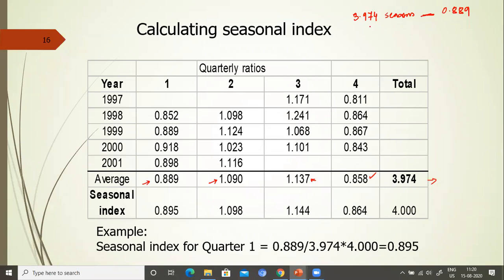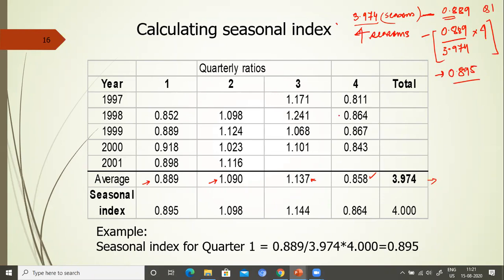But the important question is this: if you add up, you get 3.974. If there were 3.974 seasons, then the Q1 ratio is this, but you know that there are 4 seasons, right? So we will apply the unitary method here. Let me do a simple calculation. Once you do that, you adjust this index for the exact number of seasons you're dealing with, 4 seasons. Then it comes to 0.895 for the first quarter. Similarly, you're going to do this for Q2, Q3, Q4.